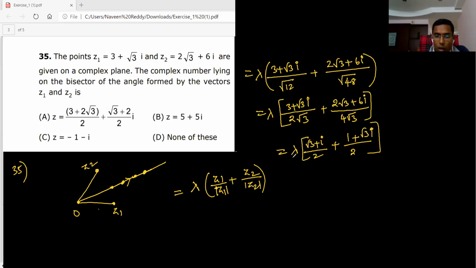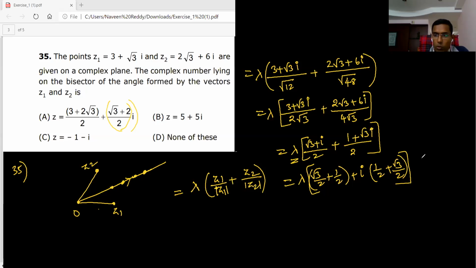Like this. So lambda you can keep as any real number, and this is your answer. Here 2i is there and 2 is there, and this whole thing is multiplied by i. Now the real part is lambda times (3 by 2 plus root 3 by 2 plus 1 by 2), plus i times (1 by 2 plus root 3 by 2). Lambda is any real number.